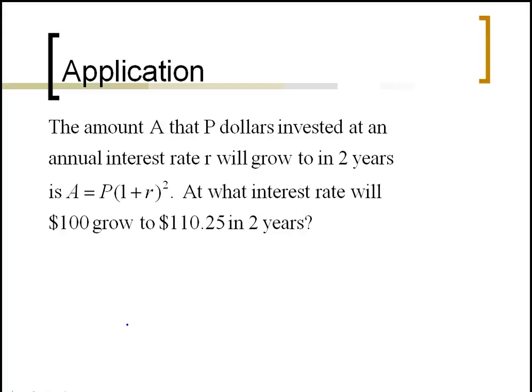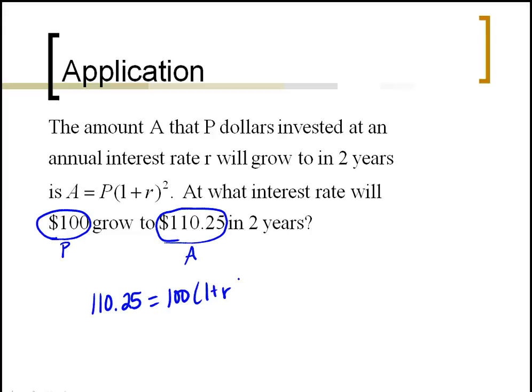One last problem. The amount A that P dollars invested at an annual interest rate R will grow to in 2 years is given by this formula. A is equal to P times (1 plus R) squared. At what interest rate will $100 grow to $110.25 in 2 years? So plugging in everything, first understand what our A and P are. We invested $100, so that's P, and this is what it's grown to, so that is our A. So plugging in, we get 110.25 is equal to 100 times (1 plus R) squared.